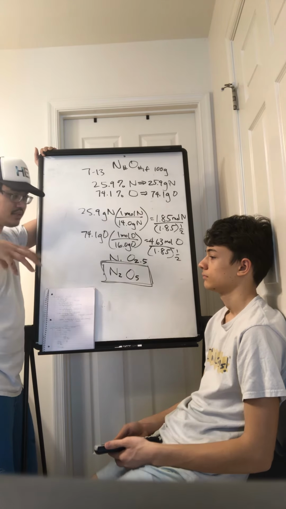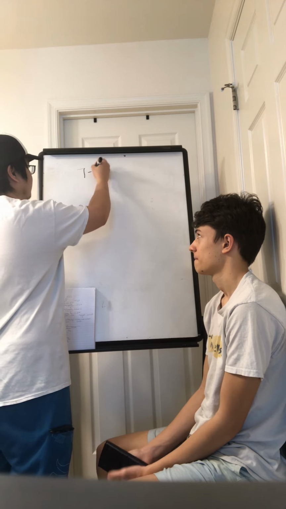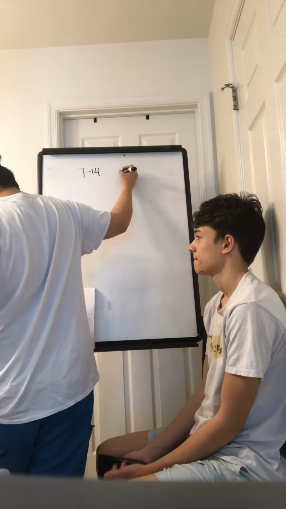Okay, let's see. Calculate the molecular formula of a compound whose molar mass... Okay, all right. Let's see. So this is 7-14. And the compound formula is CH4N. And you have 60 grams of that stuff. All right, cool. Of this stuff. All right.